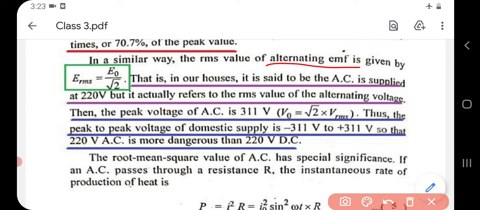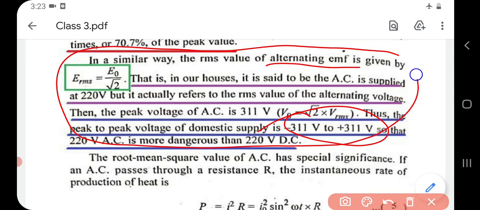Then what will be the peak value? It will be root 2 times VRMS, which is approximately 311 volt. So the peak to peak voltage of domestic supply is minus 311 volt to plus 311 volt. So 220 volt AC is more dangerous than 220 volt DC, because it is reaching a value around 311 volt, which is much higher than 220 volt. So that is why we say 220 volt AC is more dangerous than 220 volt DC. When they ask a question like this, you have to write this full paragraph.